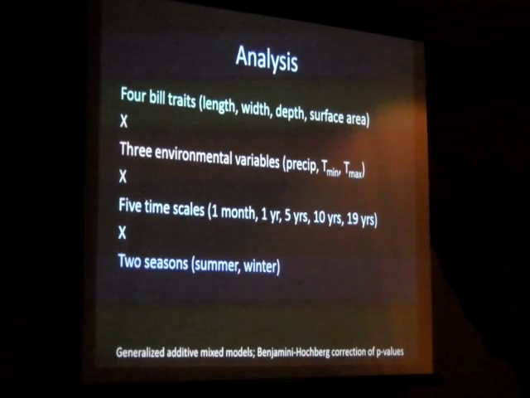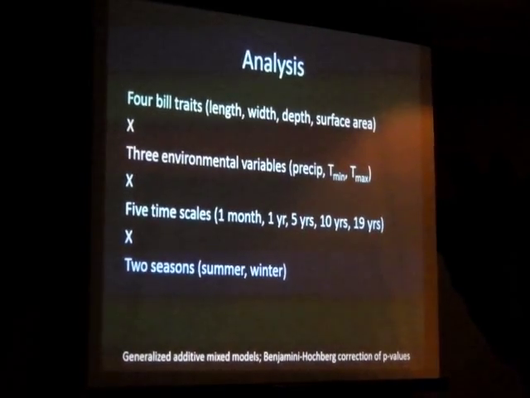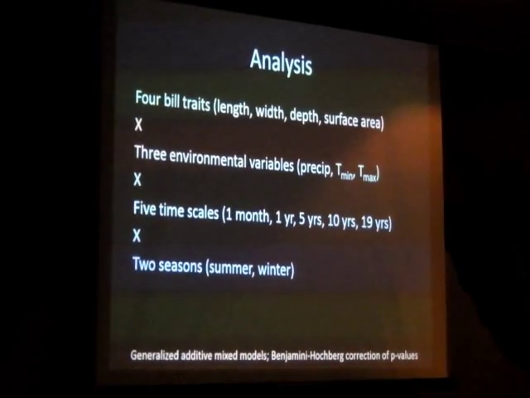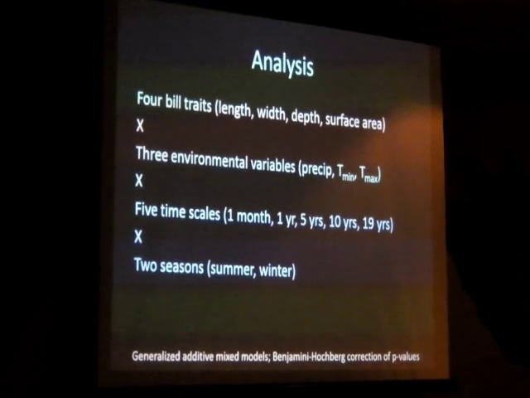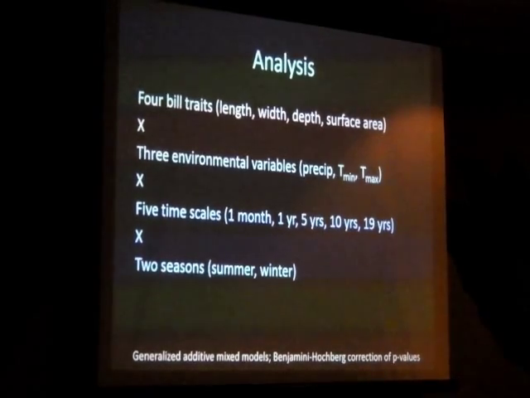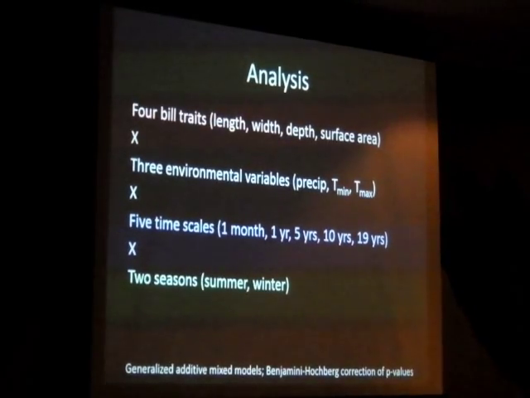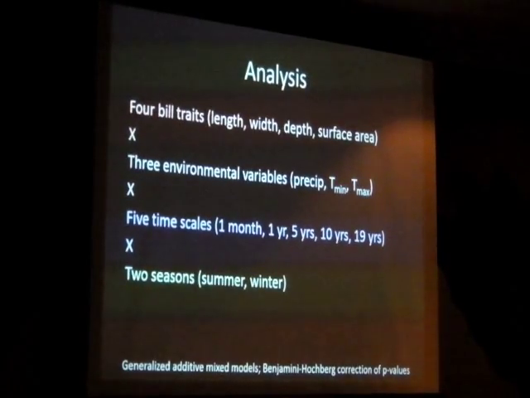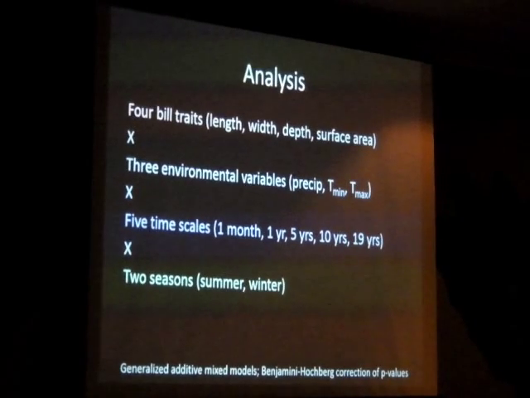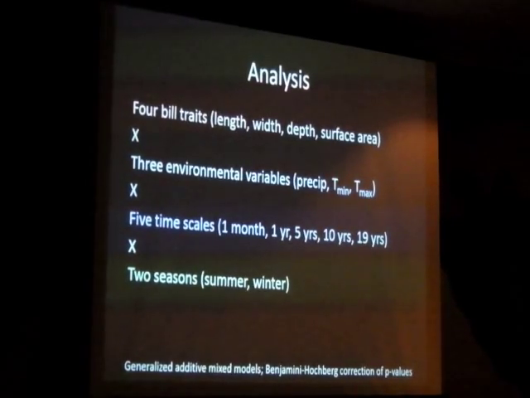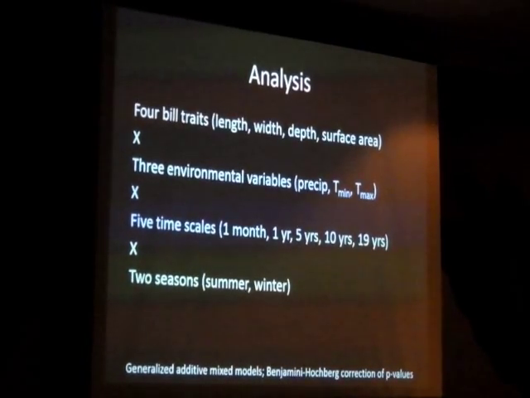The bill is actually not a completely fixed trait. It can change slightly in size and shape, even over the course of a year. So we do expect to see some plastic responses in bill shape to the environment. These birds can breed after they're a year old, so generation time is about a year. So by the time we're getting up to 5, 10, 19 years, we're getting into multiple generations of juncos.